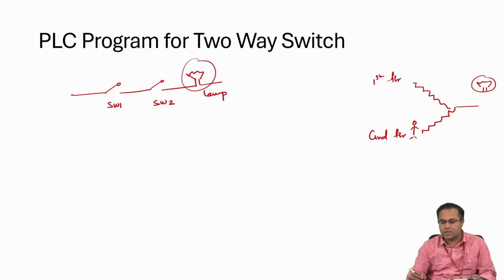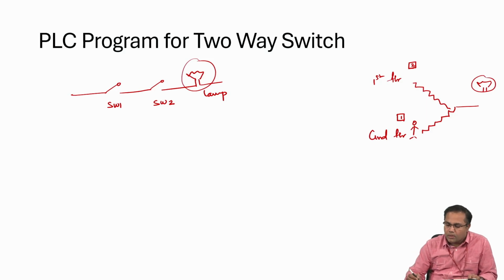He wants to turn on this lamp, and for that there are two provisions for him. The first one: if the person is on the ground floor, there is a switch on the ground floor. This is switch 1. And if the person is on the first floor and wants to turn on the lamp, there is a switch provision on the first floor as well. So overall, there are two inputs, which means the two switches, and only one output. A user can switch this lamp from either of these two switches.